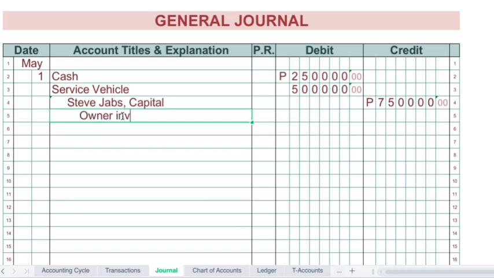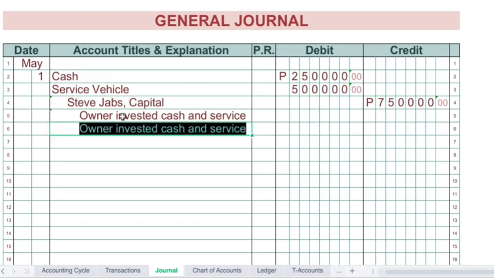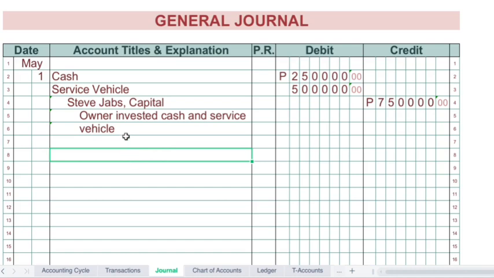So, owner invested cash and service vehicle. Alright. So, very short explanation lang. Okay, para ma-identify natin kung ano yung what the transaction is about. Alright. So, we will leave a space or we will skip a line after each entry.